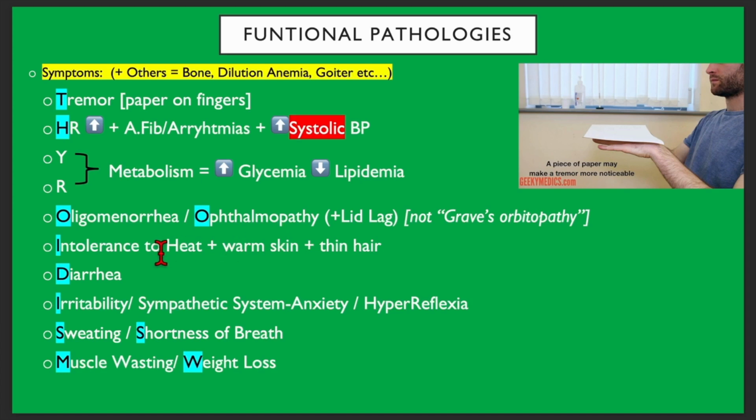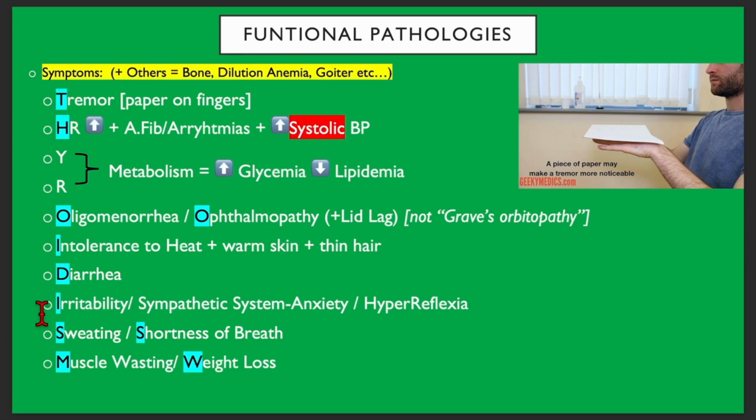They are already warm, so they don't lose the heat so much. There is sweating, shortness of breath on exertion, irritability, sympathetic system activation, hyperreflexia, and finally muscle wasting and weight loss. So that's, I think, the most important symptoms. There are also others like the bone changes or some goiter in some cases, and also anemia is of the dilution type. So you have more water coming in and diluting, the anemia is normocytic, normochromic, but dilution anemia.